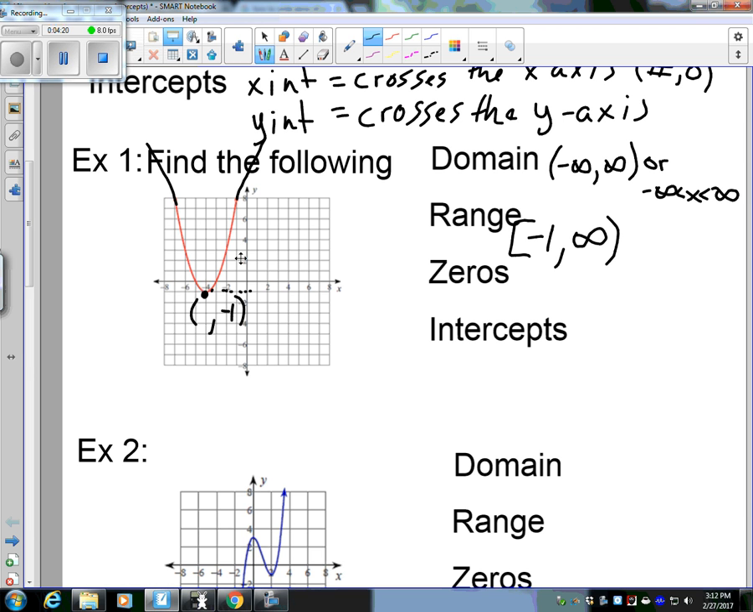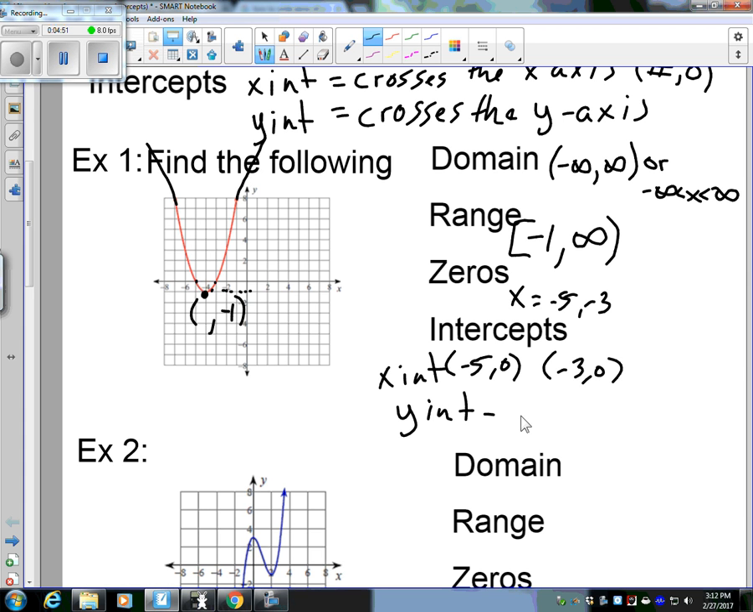Zeros, we're going to write, that's -5 and -3. So x equals -5 and -3. Intercepts, x-intercepts, (-5, 0) and (-3, 0). And the y-intercept, so this is x-intercept, y-intercept. This graph is not perfect, so we're going to have to estimate it. So at 9, 10, let's say 12. So it's at (0, 12). That's estimated. It's off the graph.